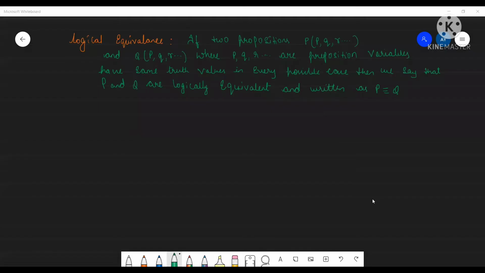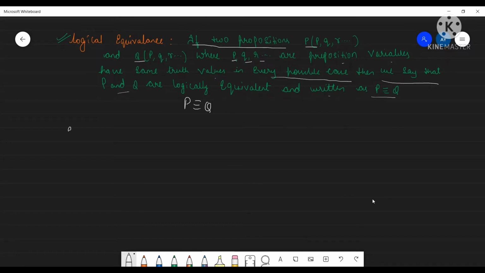Now, today in this class, we are going to study logical equivalence. Let's look into the definition of logical equivalence. If two propositions, that is P and Q, where P, Q, R are propositional variables, have the same truth values in every possible case, then we say that P and Q are logically equivalent, and it is written like this. So the symbol of logical equivalence is like this. Now let's look into the truth table of logical equivalence.